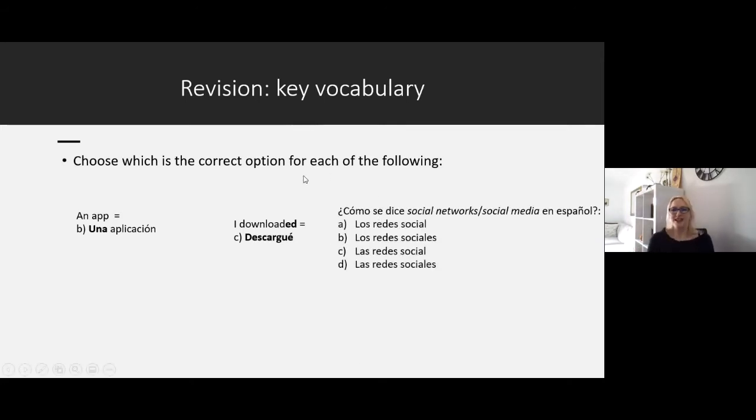What about this one? ¿Cómo se dice social networks or social media en español? We have 4 options here. So is it los redes social, los redes sociales, las redes social, or las redes sociales? So there's a couple of things going on here. We're talking about the gender of the noun and also singular plural. So which is the correct answer? We're talking about social networks.